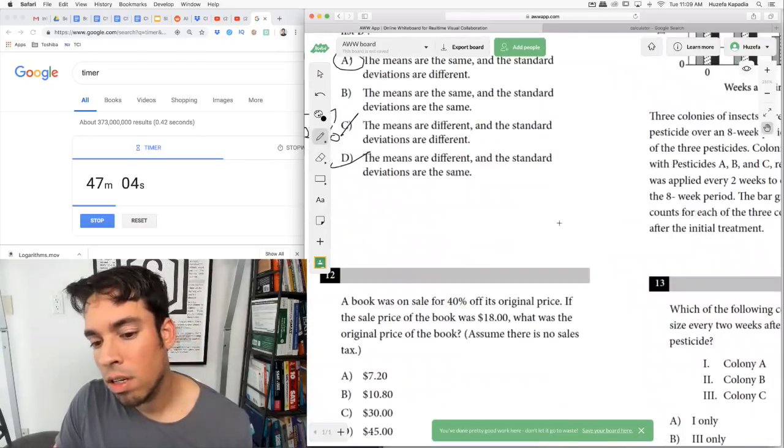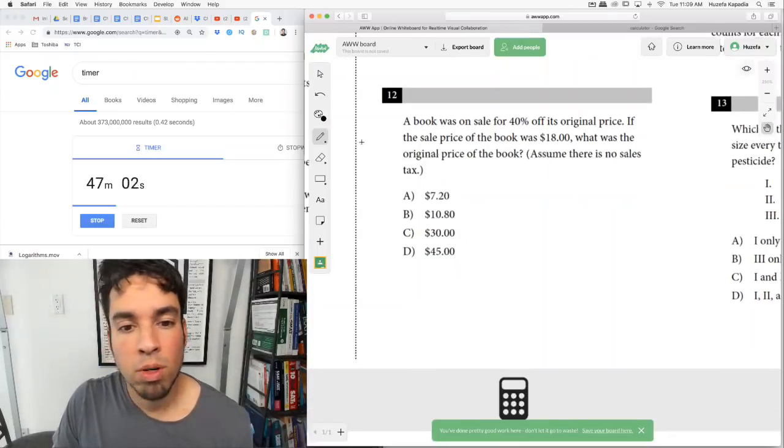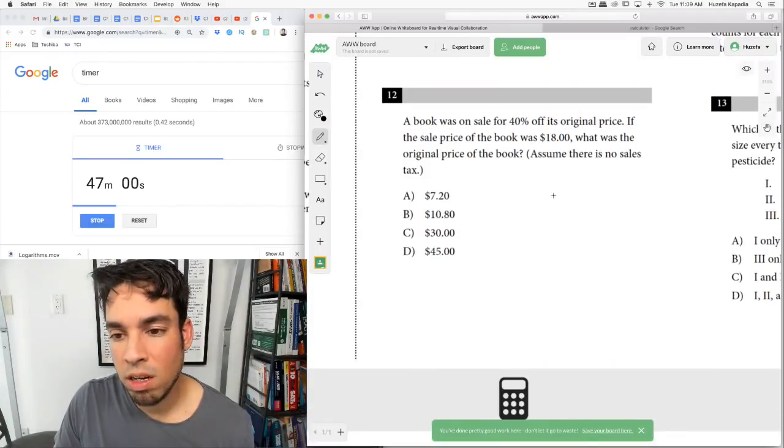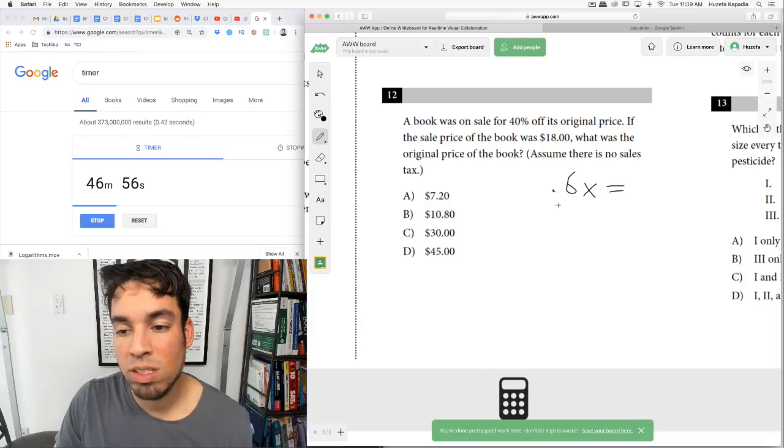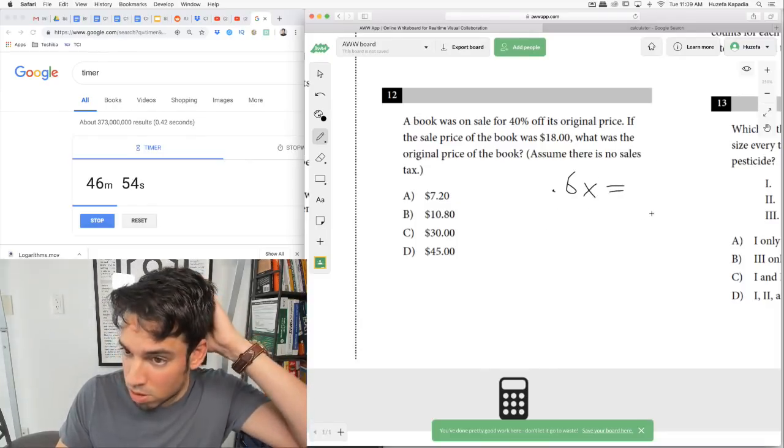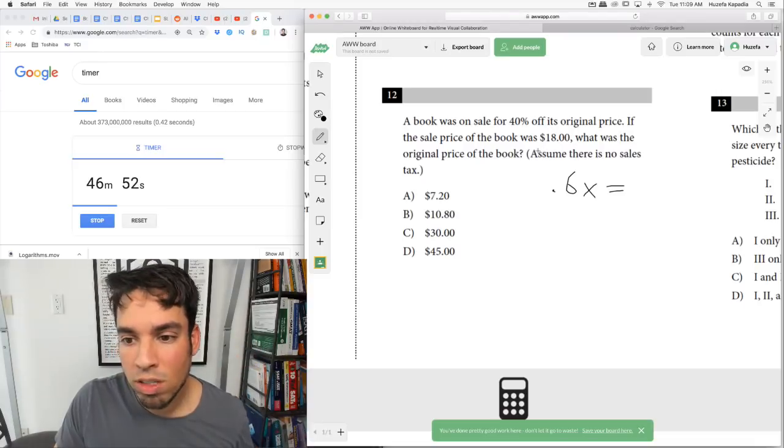Okay, 13 and 12. A book was on sale for 40% off its original price. So it was 60% of the original if it's 40% off. So 60% of the original is the sale price, which they're saying is $18. What was the original price?